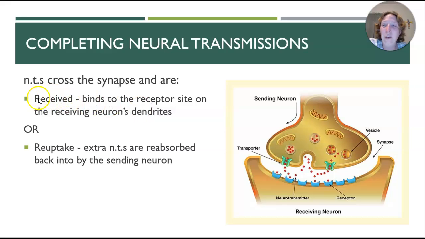And if they get all full, they turn around and go back home. That's reuptake. So if they're received, the neurotransmitters bind to the receptor sites on the receiving neuron's dendrites, or they go through reuptake, where the extra neurotransmitters are reabsorbed back into the sending neuron. Mentally scratch out the word "by." So, sent out through the axon terminal buds, received on the dendrites, if not, goes back into the axon terminal buds to hang out in these vesicles, these little pockets, to wait for the next time that message might be fired, or a similar message is fired and that chemical needs to be sent over again.